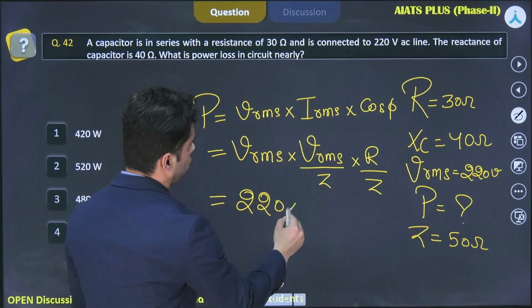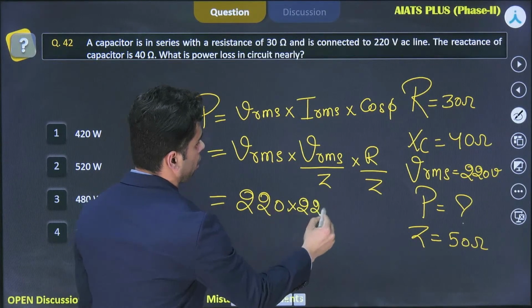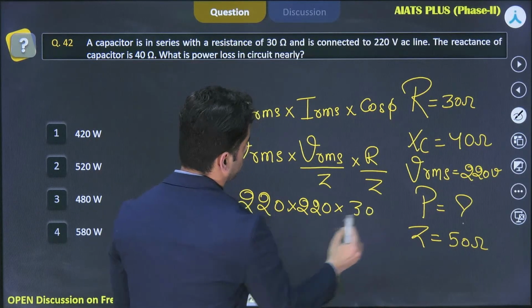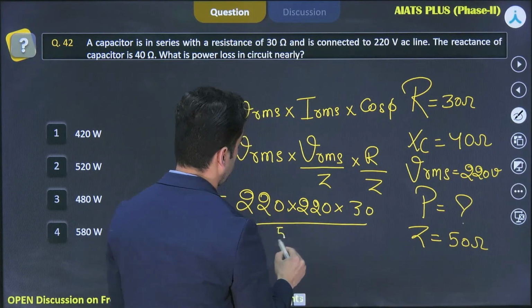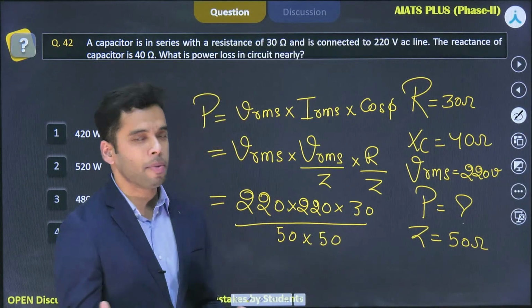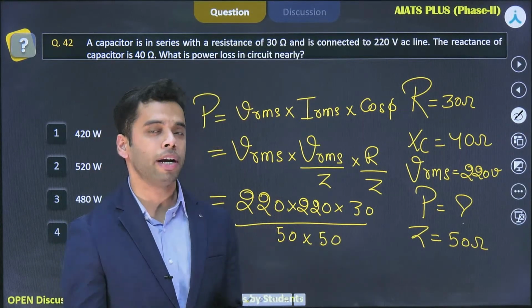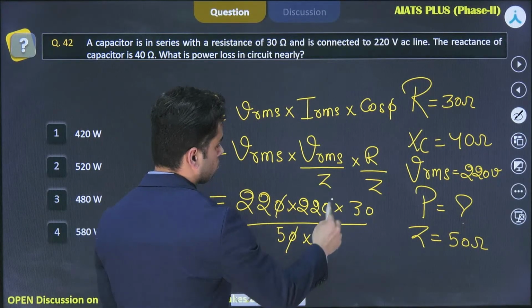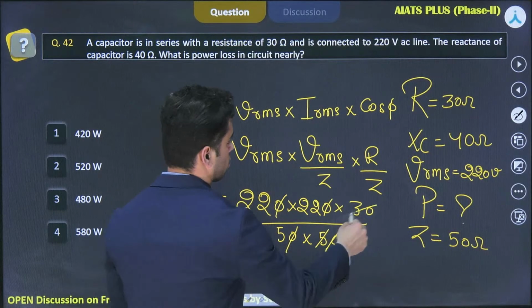220 into 220 into the value of resistance, which is 30, and the value of Z is 50, so upon 50 into 50. A little bit of calculation, but you have to get to the approximate answer, not the actual answer. So let me cancel the zeros for you. So this is 5 into 6, 30.